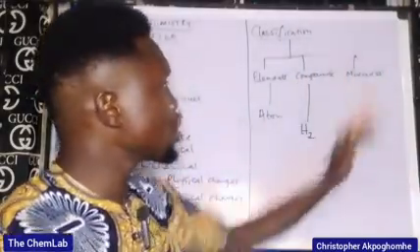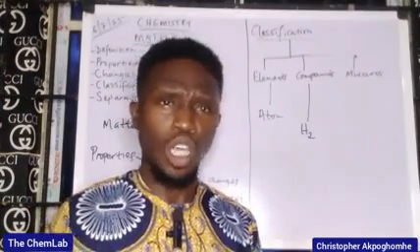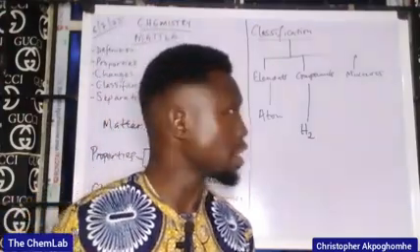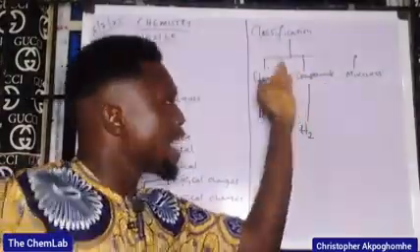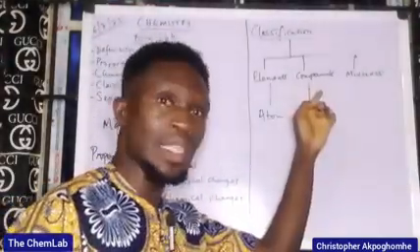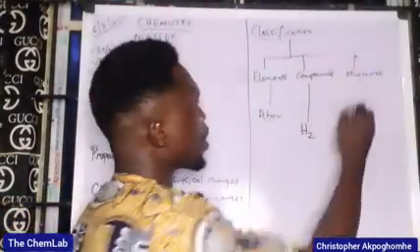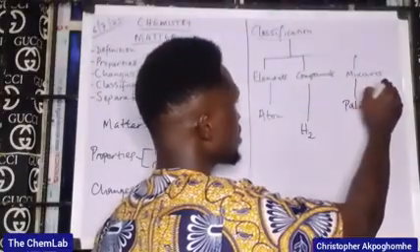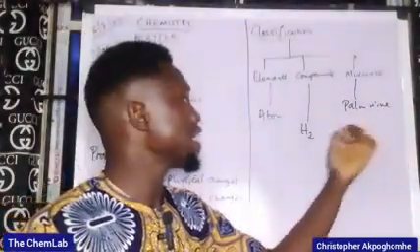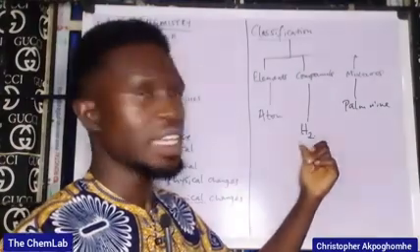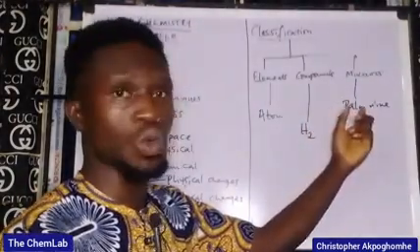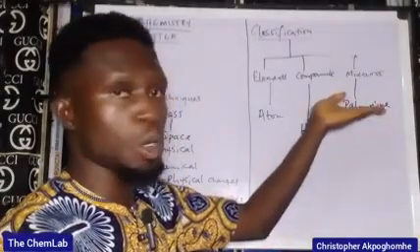Now, mixtures are substances that are made up of different constituents, different components. They can be made up of compounds, elements, and other components that are not compounds or elements. An example is your palm wine. And your mixture cannot be represented with a chemical formula. That's one major difference between a compound and a mixture.